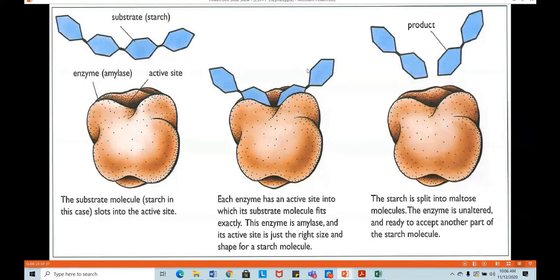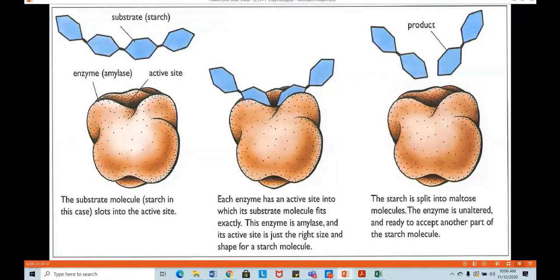Now this starch molecule has been broken down and the products are released, and the enzyme is ready to accept another starch molecule, because in the food we eat, there are a lot of starch molecules, isn't it? For example, if you're eating rice or wheat, which also contains gluten, which is a starch as well.